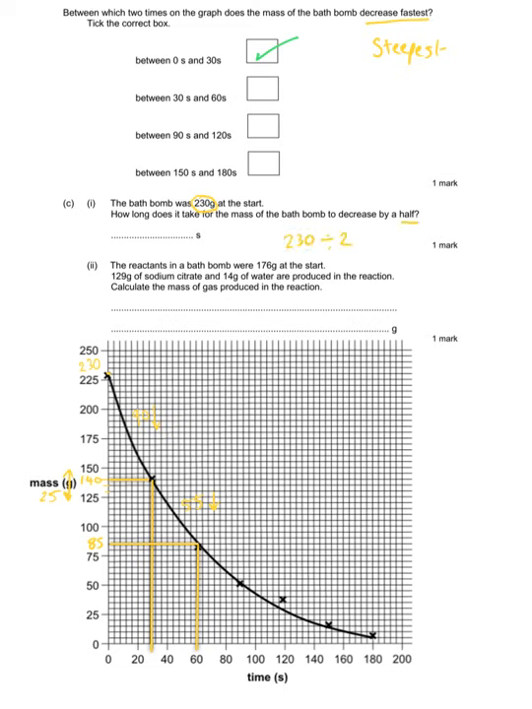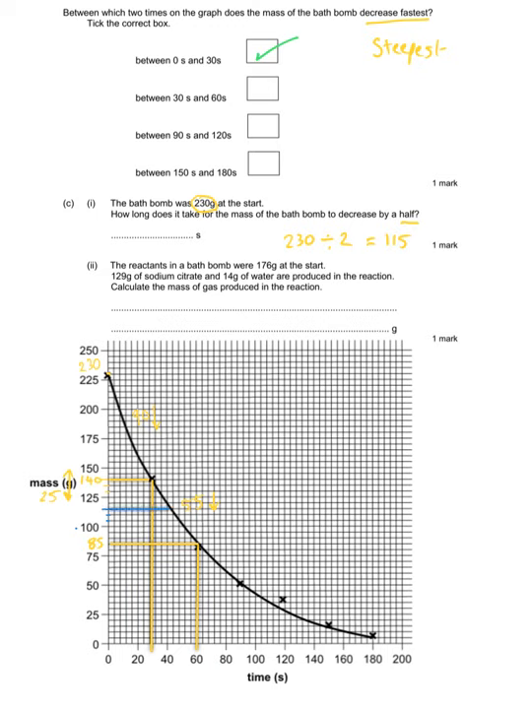Now, 230 divided by 2 is 115. So the question is really, how long does it take for the graph to reach 115? I'm just going to change my line to blue, just so it stands out against the yellow. So if 100 is here, that's 105, 110, 115 is 3 little squares up.